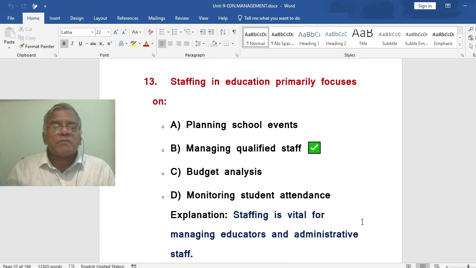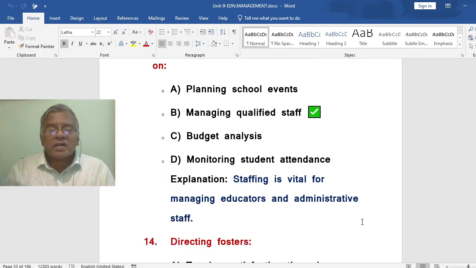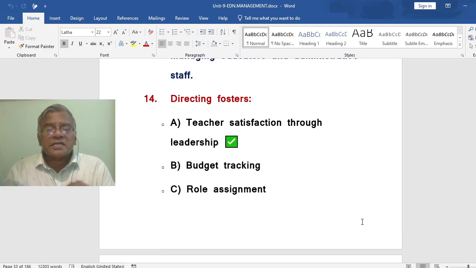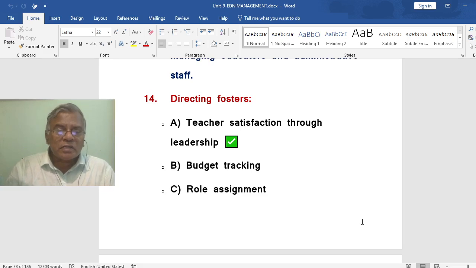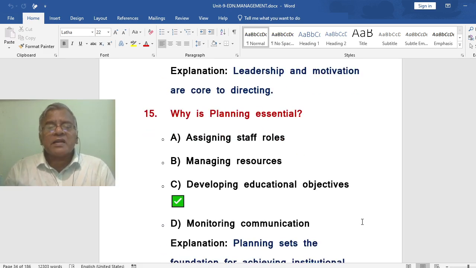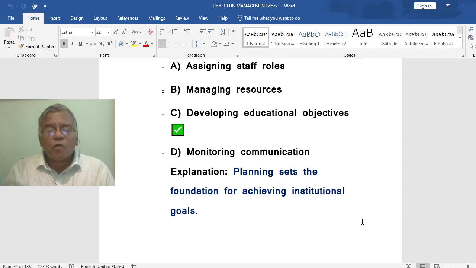Staffing in education primarily focuses on what? Managing qualified staff. Staffing is vital for managing educators and administrative staff. Directing fosters teacher satisfaction through leadership. In other words, the right leader motivates and inspires the teacher. So that way teacher satisfaction through leadership. Then leadership and motivation both belong to directing, yes. Why is planning essential? That is developing educational objectives. Planning sets the foundation for achieving institutional goals.